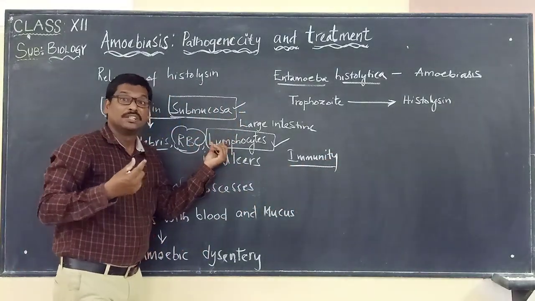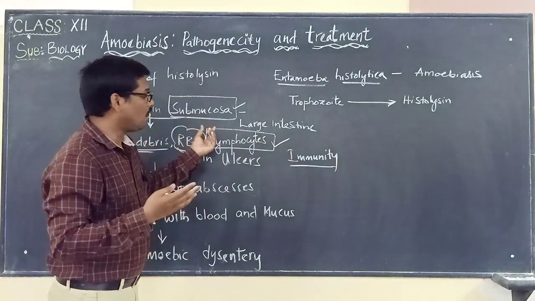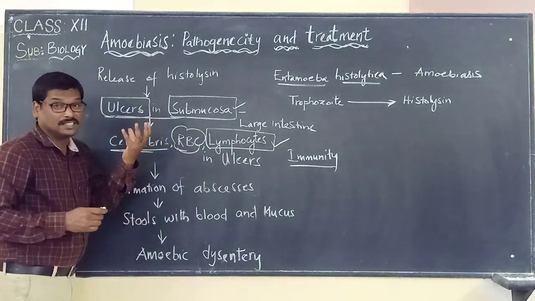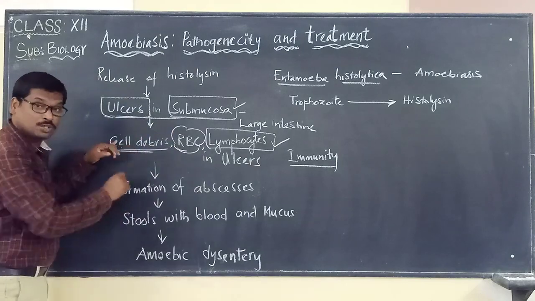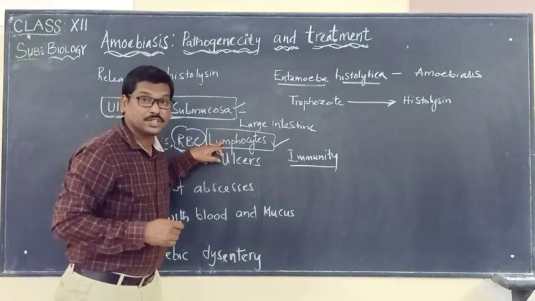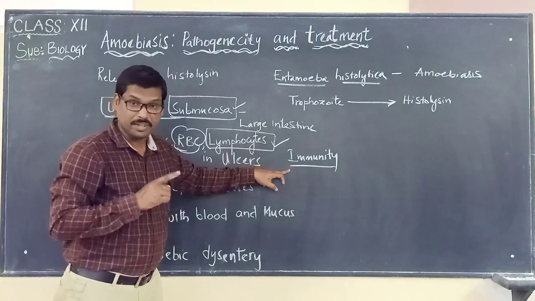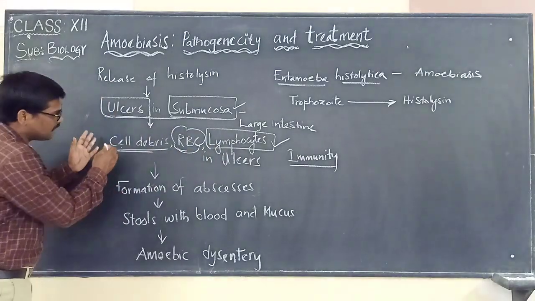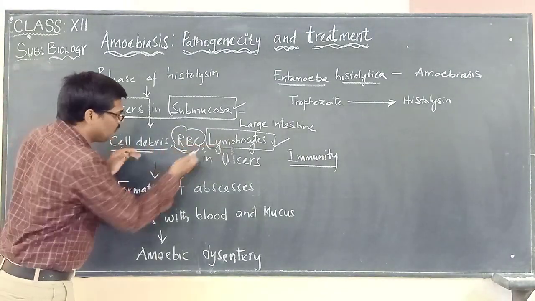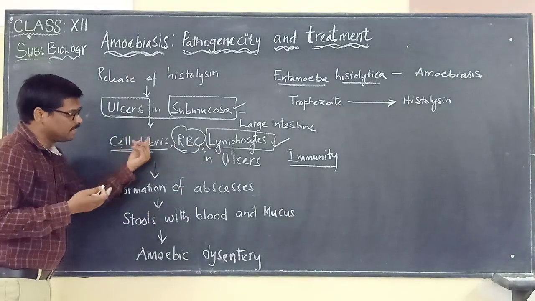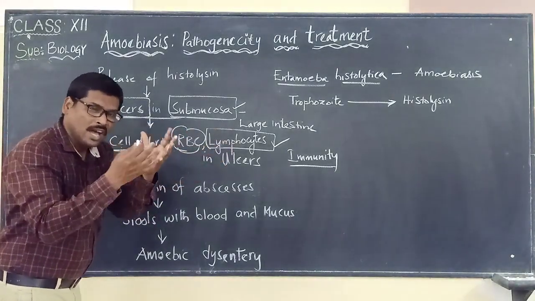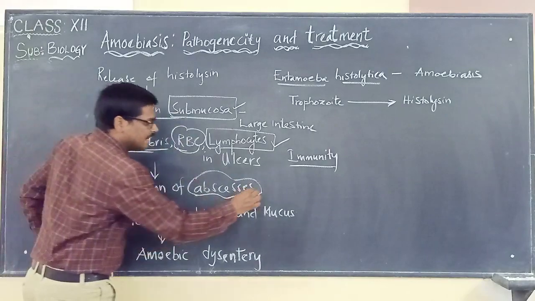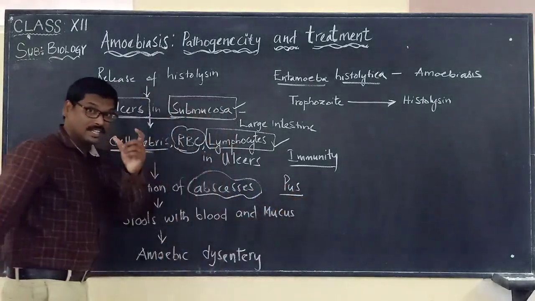They will try to attack this pathogenic organism. So inside the ulcers we see cell debris, RBCs, and lymphocytes, which are very important in the immune system. Because of the presence of all these different materials like cell debris, RBCs and lymphocytes, it will now form abscesses. Abscesses means pus that is formed.